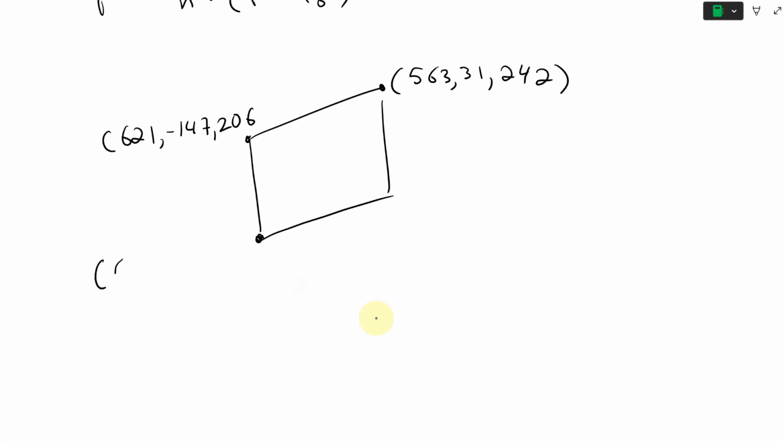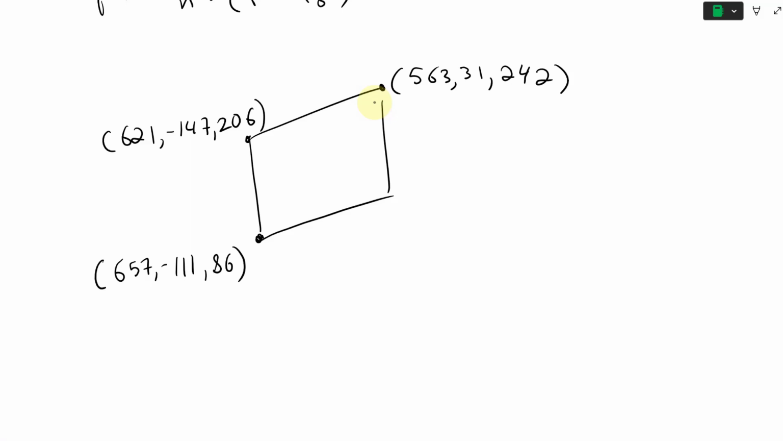This is going to be 657, negative 111, 86. So we have 3 points. It doesn't matter if these are in the same vertices. It doesn't matter because even if the actual one is over here, the lines are still going to be on the plane.